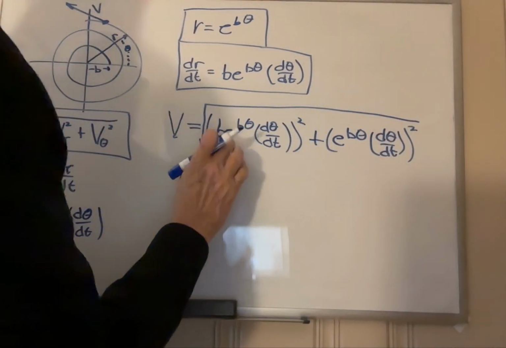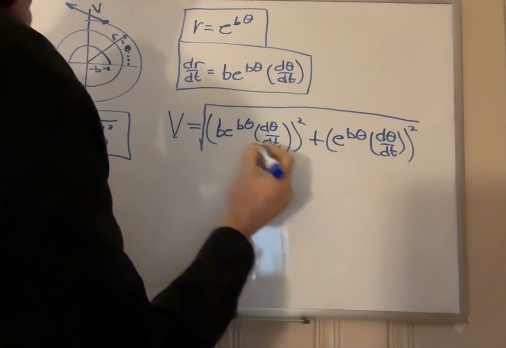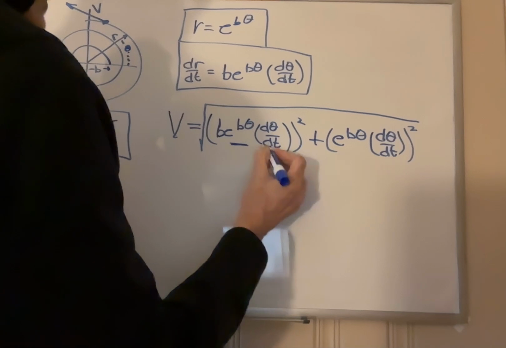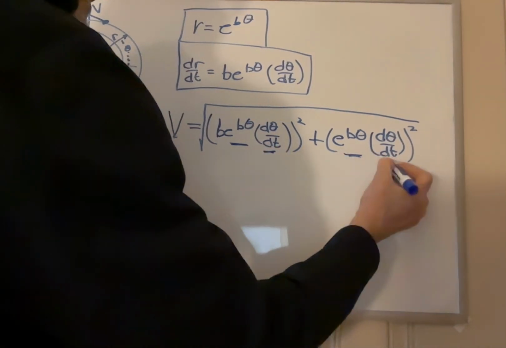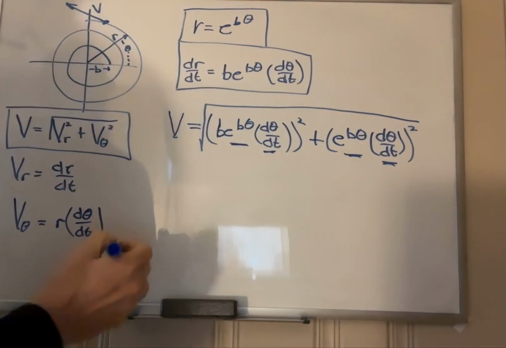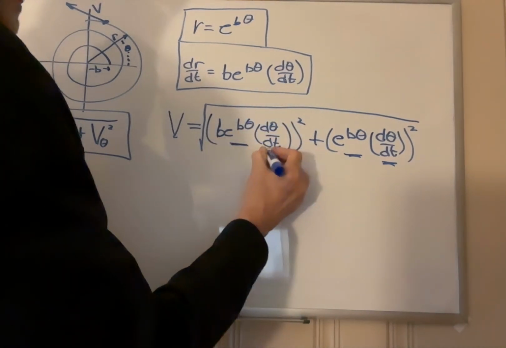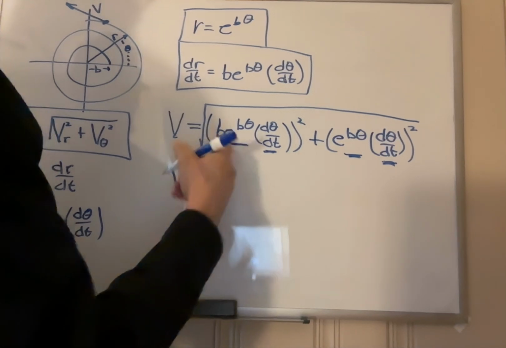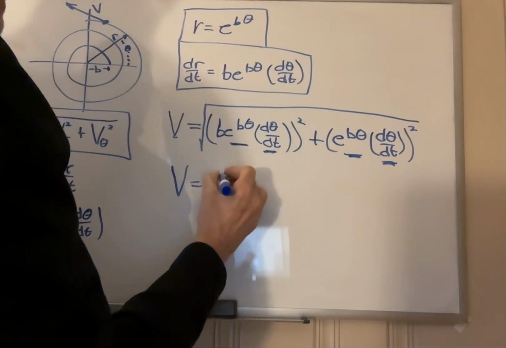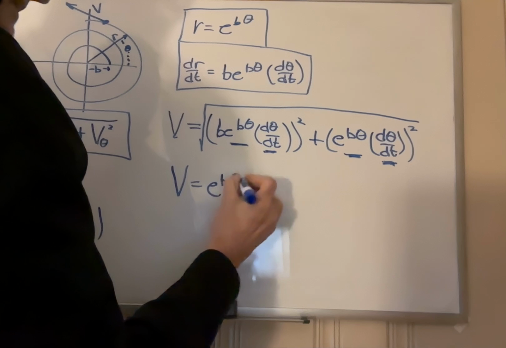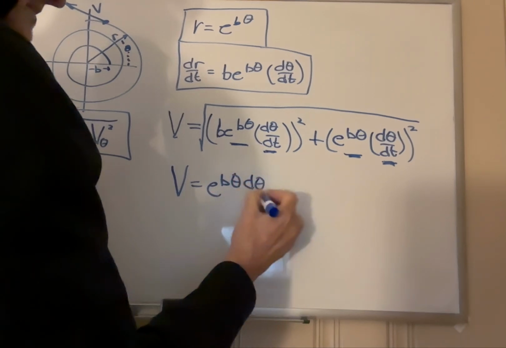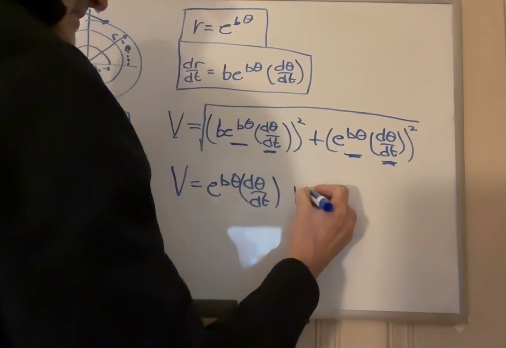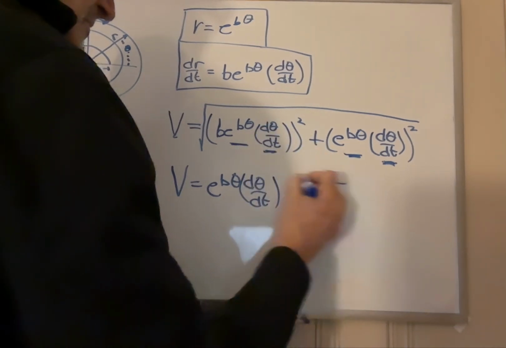All right, so you can see now that we can actually factor some things out here. We can factor out an e^(bθ). We can factor out the derivative of theta. All right, so velocity, factoring that out, we have e^(bθ) dθ/dt times the square root of b squared plus 1.